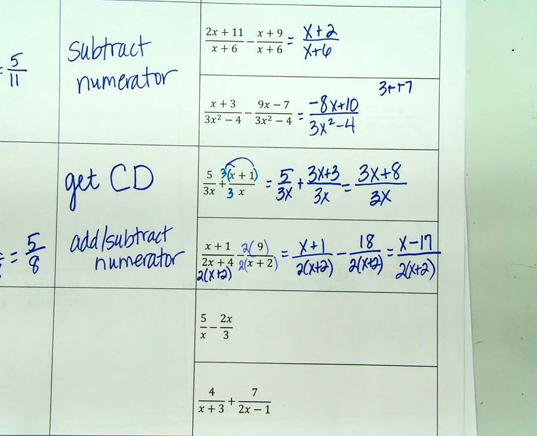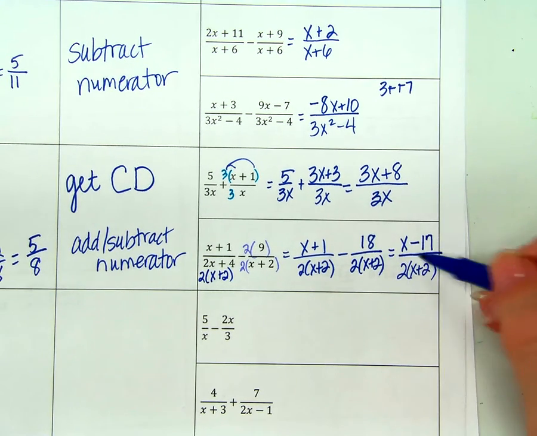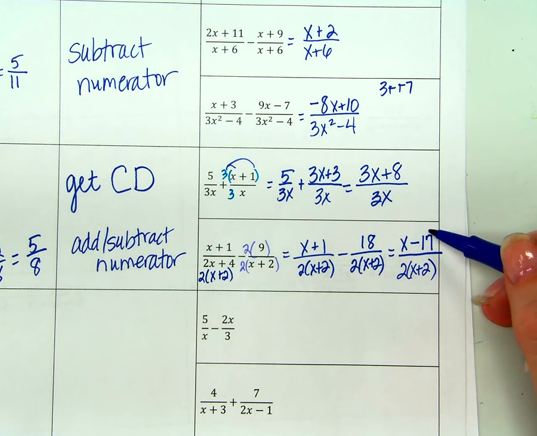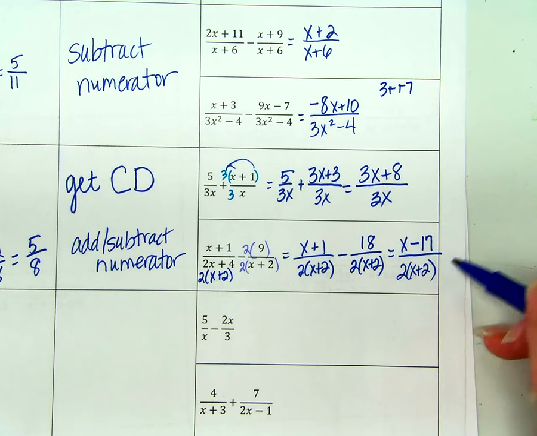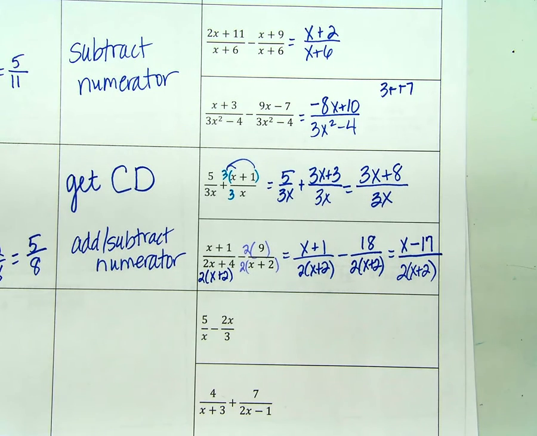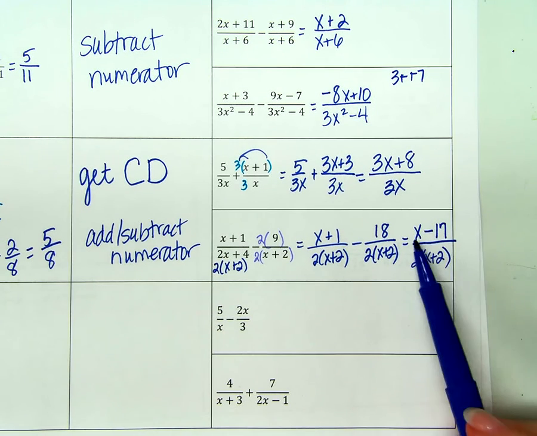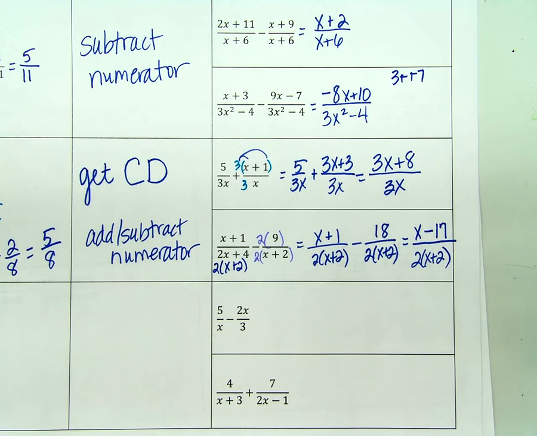Why do I leave it 2 times x plus 2? It's a good question, okay? I could very easily write 2x plus 4. Just multiply it out, okay? But what would happen if I did all my multiplication and all my addition and subtraction in the numerator and I got an x plus 2? I would have to factor this back out to be able to simplify like we did yesterday, wouldn't we? So I might as well just leave it factored. It's not wrong to multiply it out, not at all. If you multiplied it back out, I'm not taking points off at all. I'm just leaving it in case there is something I can factor in the numerator. Yes, if you would have written x minus 17 over 2x plus 4, that is absolutely correct.